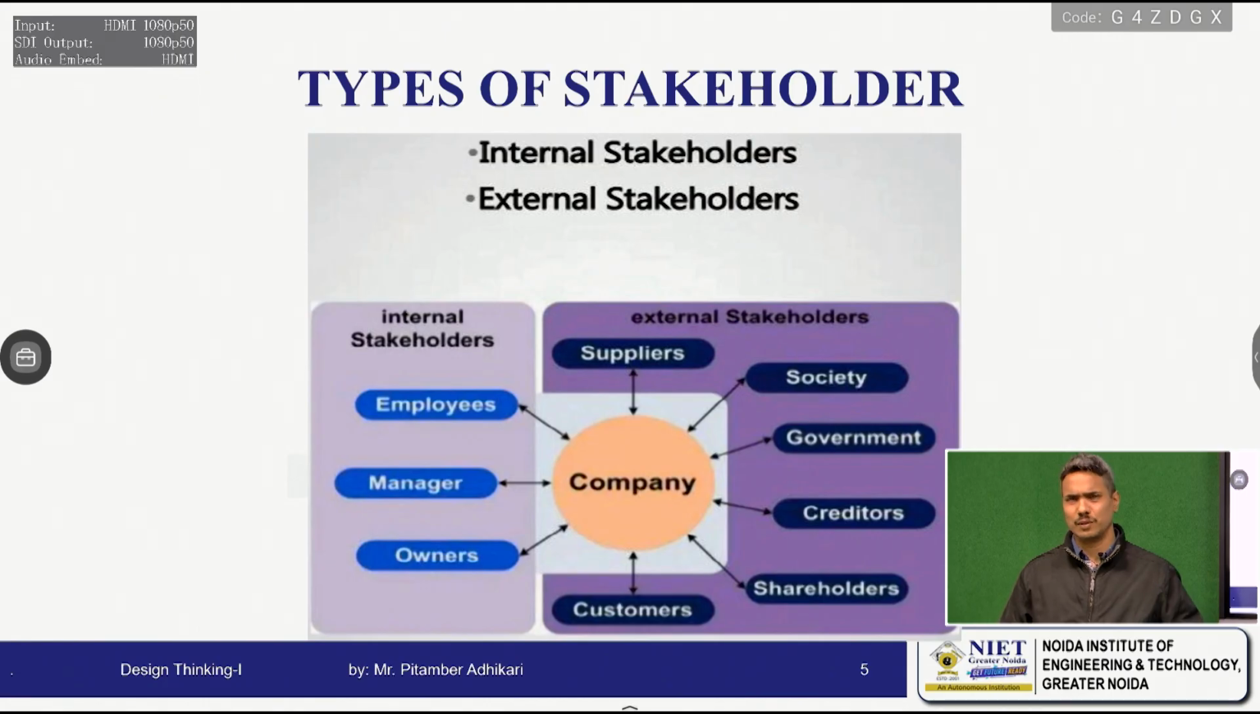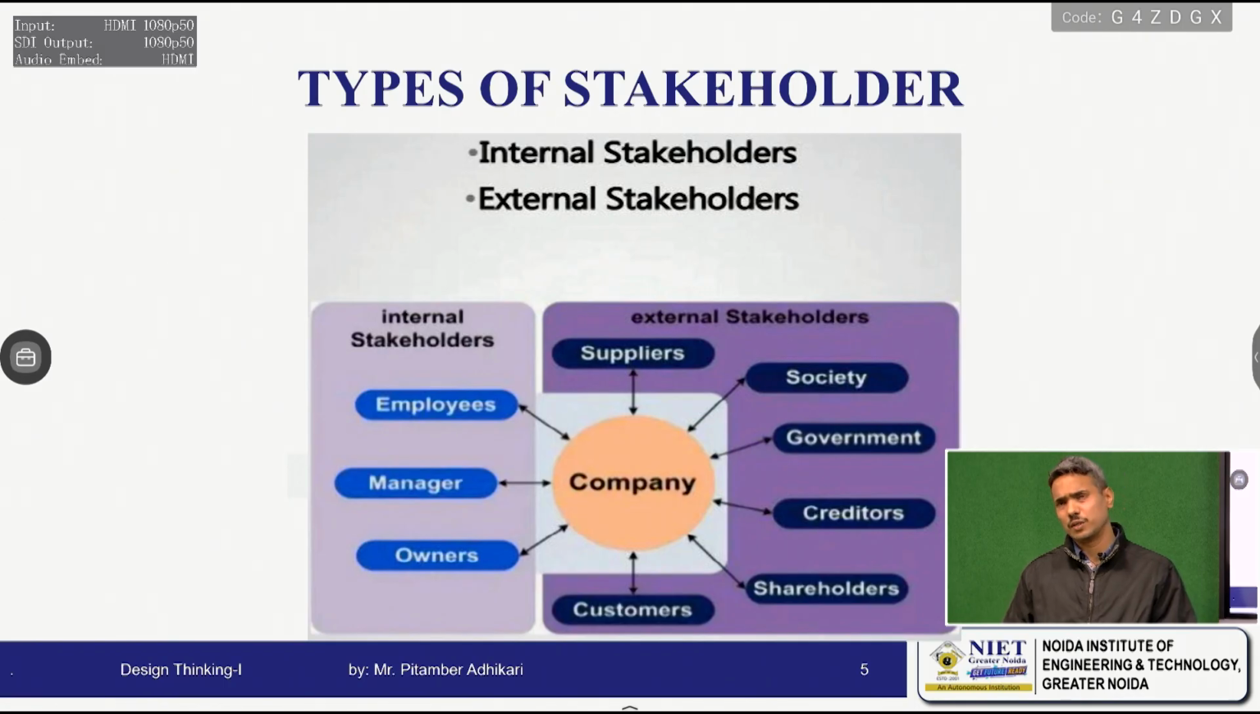These are some examples, or you can say types, of internal and external stakeholders, but we can have many more than these. So I think here we have some idea about the difference between internal and external stakeholders. Internal stakeholders are those people who are related directly to the organization, like employees, owners, managers.